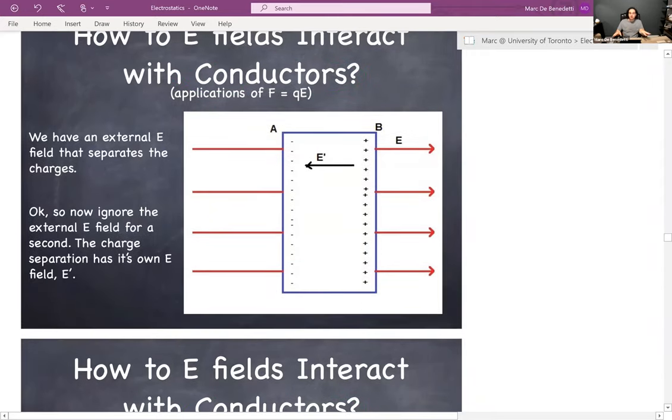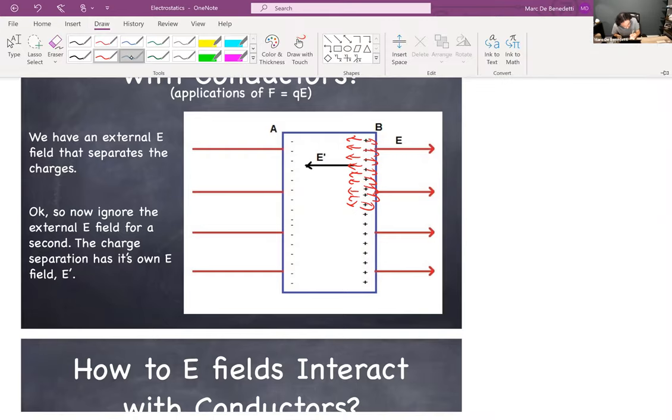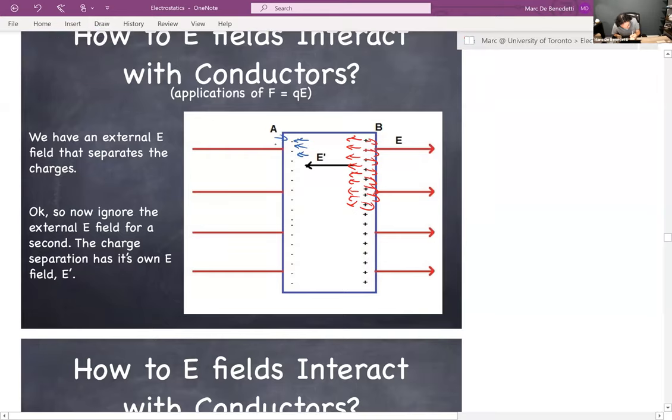The charge separation within the object has its own electric field, right? You can't forget, each of these positive charges is emitting its own electric field, and each of these electrons is emitting its own electric field. The protons' electric fields point radially away. So my red arrows that I drew are pointing away from the positive charges. And the electrons have the reverse. They're pointing inwards towards themselves.